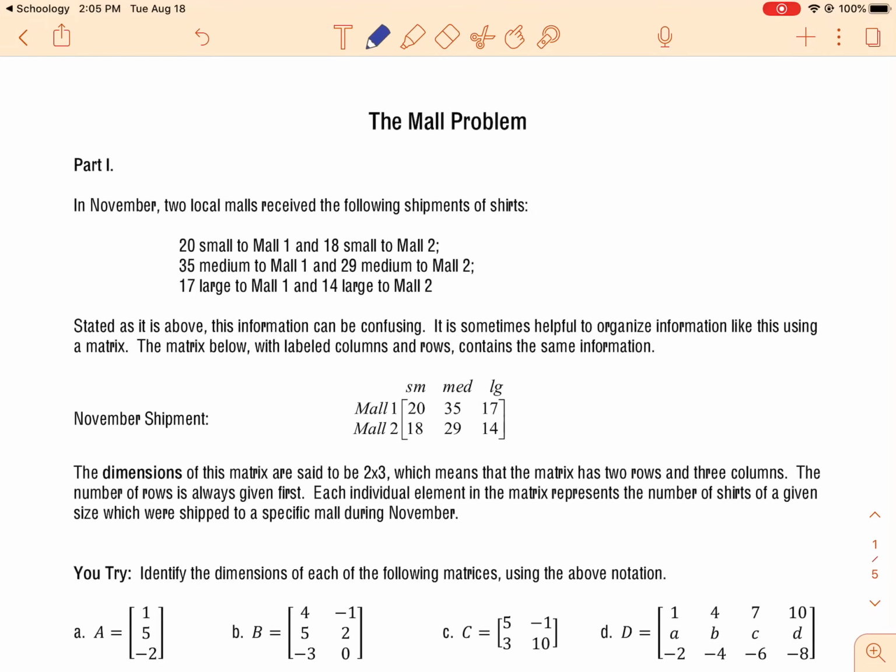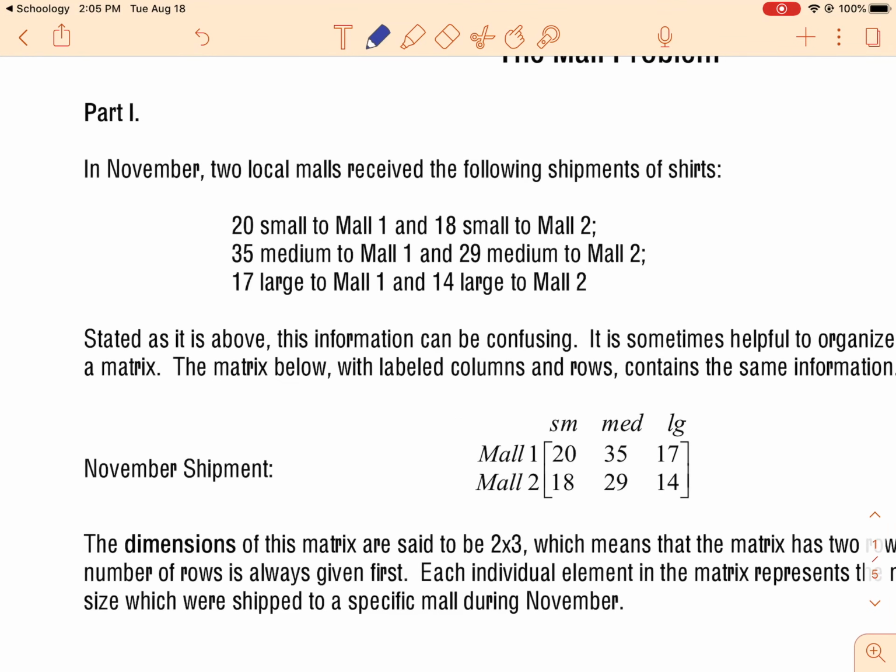We're going to take a look at this mall problem to help us learn the skill of adding and subtracting matrices. Matrices are a way of organizing data or information in a certain way. It's just another tool we have to help organize certain things. If we look at part 1, they have some numbers for a couple of different malls and shipments of shirts, some small, mediums, and larges.